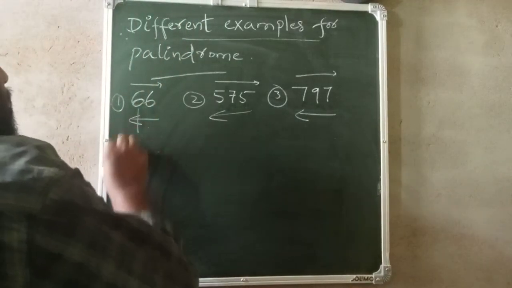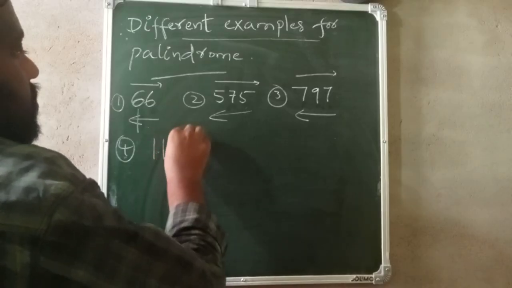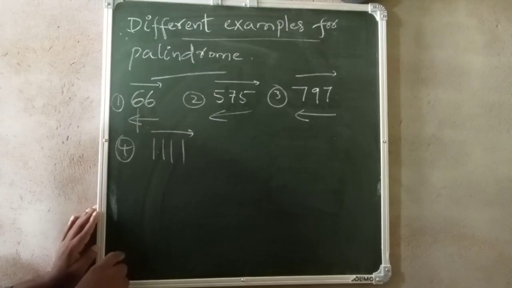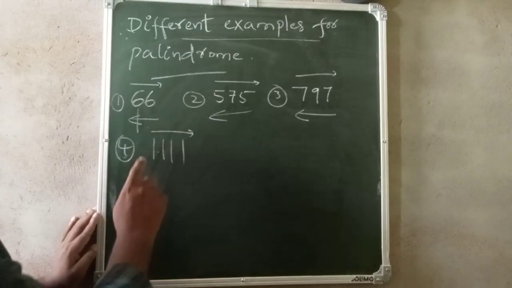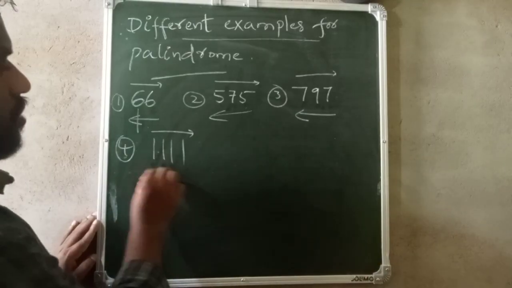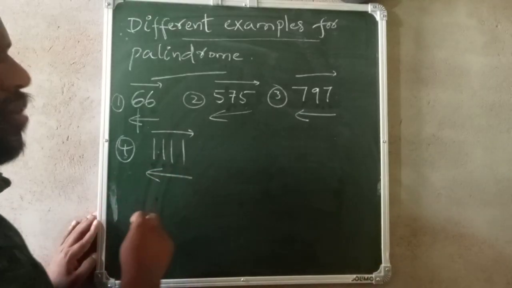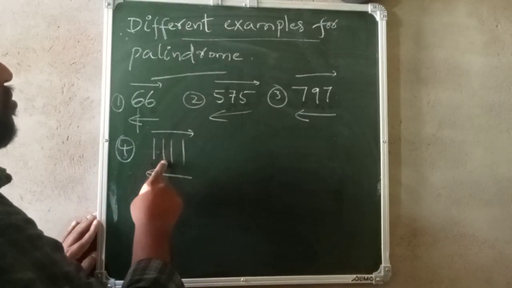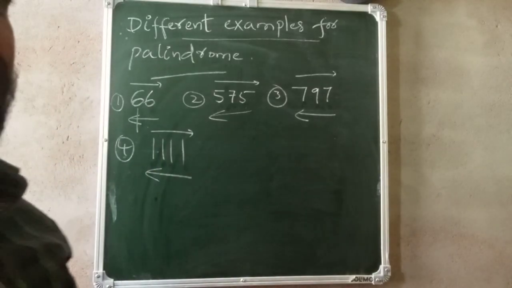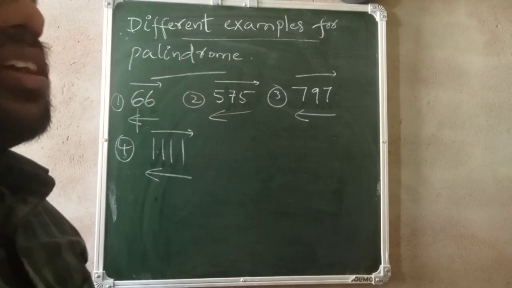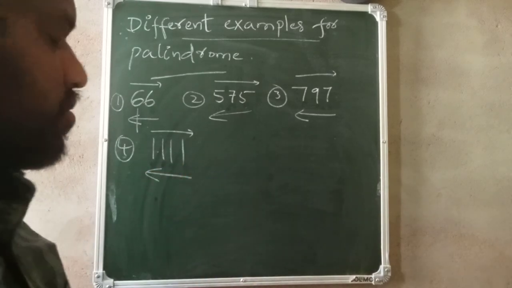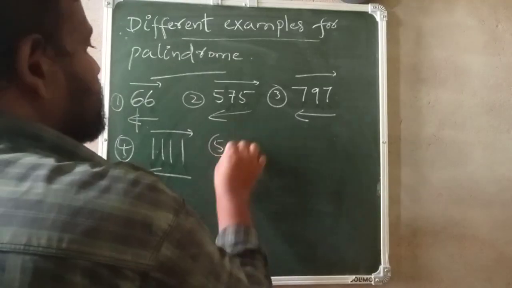Next, another example is this one. If you read in this direction, how will we read? 1 1 1 1. If you read in this reverse direction, how will you read? 1 1 1 1. Same thing. In any direction you read, it is the same thing. This number reads the same, so this is a palindrome.